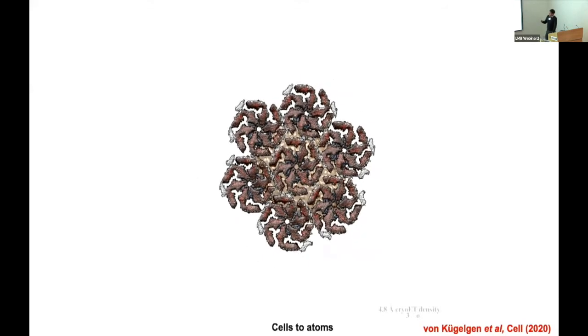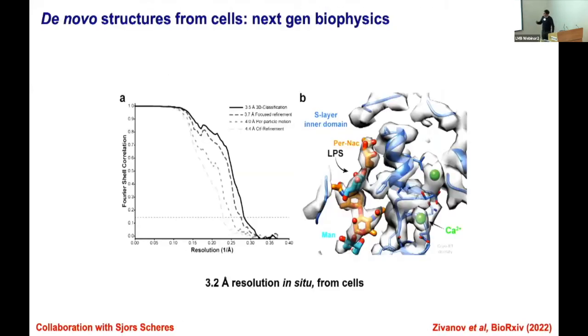So this was a couple of years ago. Now we can get much better resolution from cells. This is very recent data that's just on bioRxiv. We can get extremely high resolution structures from cells where we can directly do model building. And this really fits with the theme of this conference, Next Generation Biophysics, that we can move our structural biology inquiries from the test tube directly into cells.